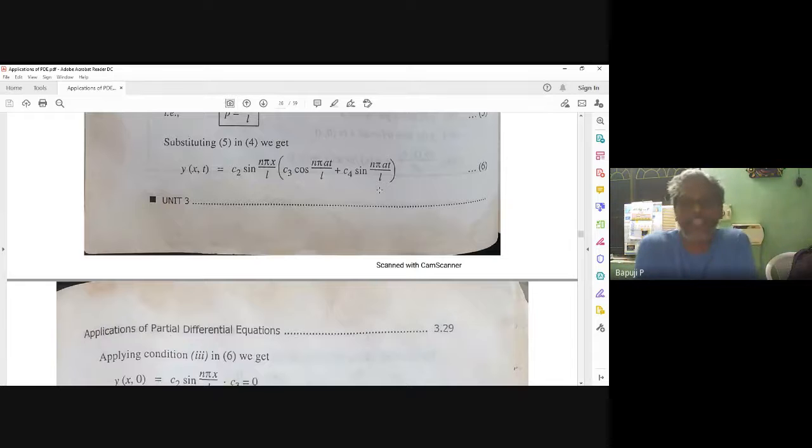Sir, substitute y of x comma 0. If you substitute, what will you get? t is equal to 0. What will you get? Tell me. C4 equal to 0.